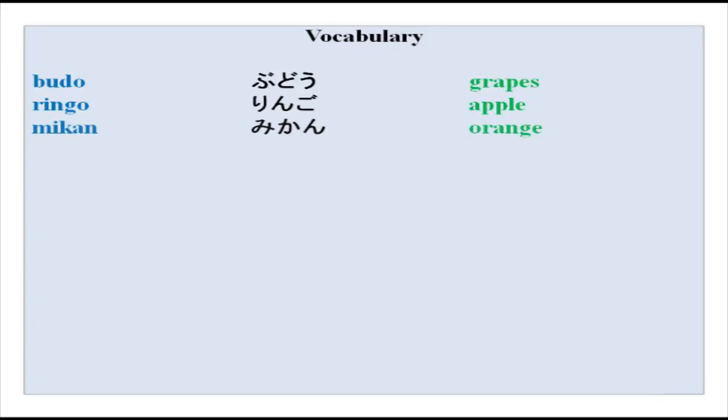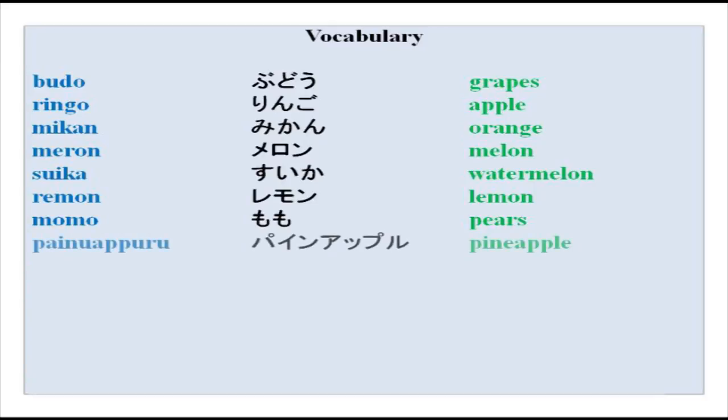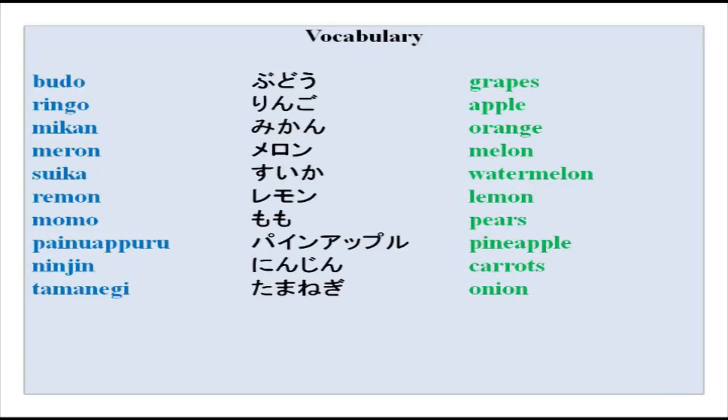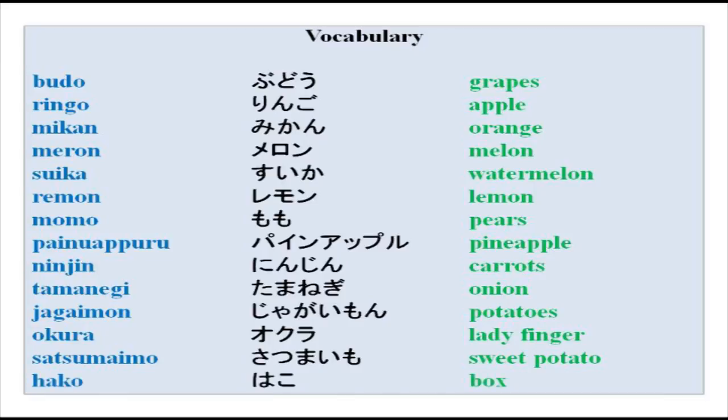Now, simple vocabulary, the vocabulary that we have done in this lesson. I'll just read it out. Please get the pronunciation. Budo, Ringo, Mikan, Meron, Suika, Remon, Momo, Pineapple, Ninjin, Tamanegi, Jagaimon, Okura, Satsuma Imo, Hako.